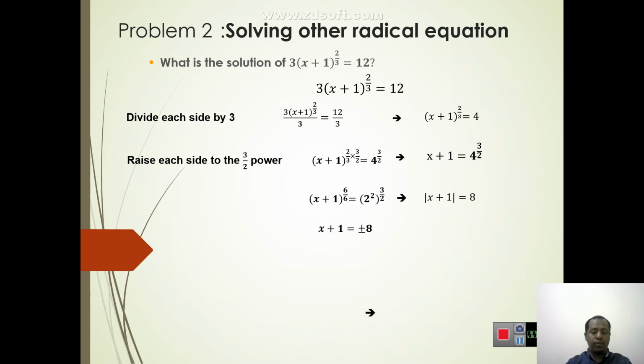So I have to solve each equation. The first equation is x plus 1 is equal to 8, and the other one is x plus 1 is equal to minus 8. So solve each equation and you will get x is equal to 7 or x is equal to negative 9. You can check your answer by plugging each value of x into our original equation. This is problem 2. Then I will proceed to problem 3.